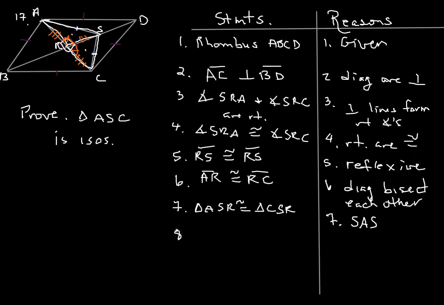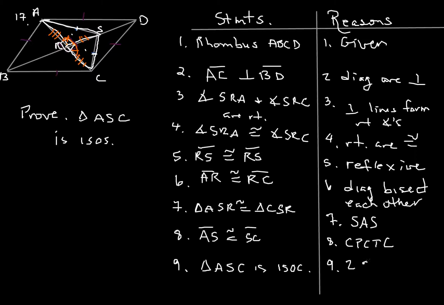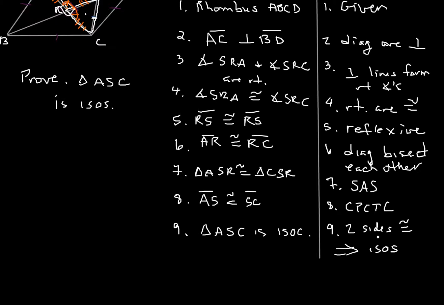And we're proving they're isosceles, so we can say that AS is congruent to SC, and that would be by CPCTC. And then finally, we can say that triangle ASC is isosceles, for the same reason as we did at the end of the last one: two sides congruent, then isosceles. All right, that one wasn't too bad.